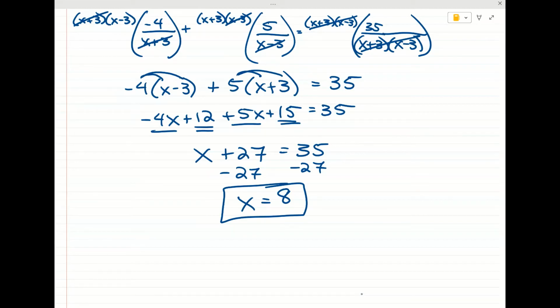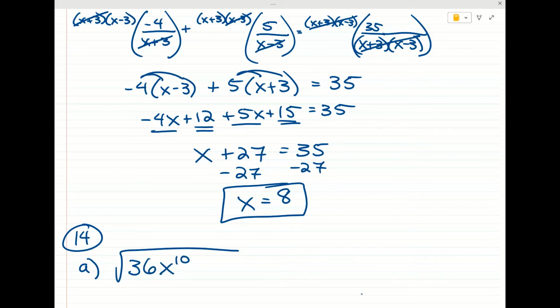And now we're going to move on to radicals. Problem number 14, I wanted to go over two examples. One example is with perfect roots. So like the square root of 36, x to the 10th, y to the 8th. And then we'll do another problem where it's an imperfect root, like 52, x to the 11th.